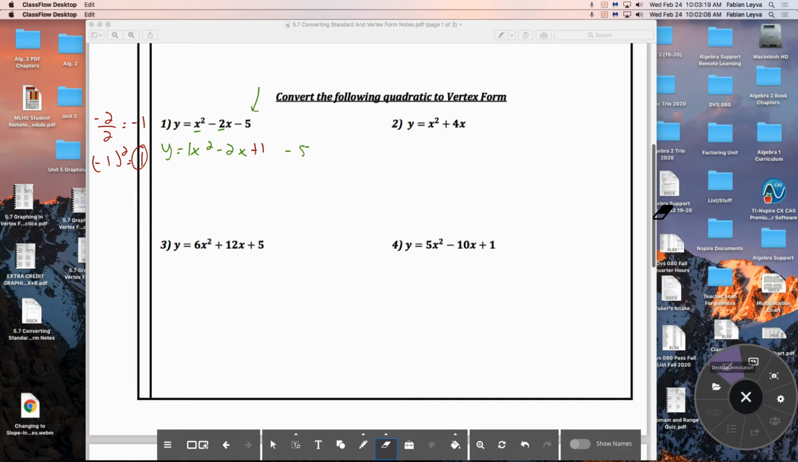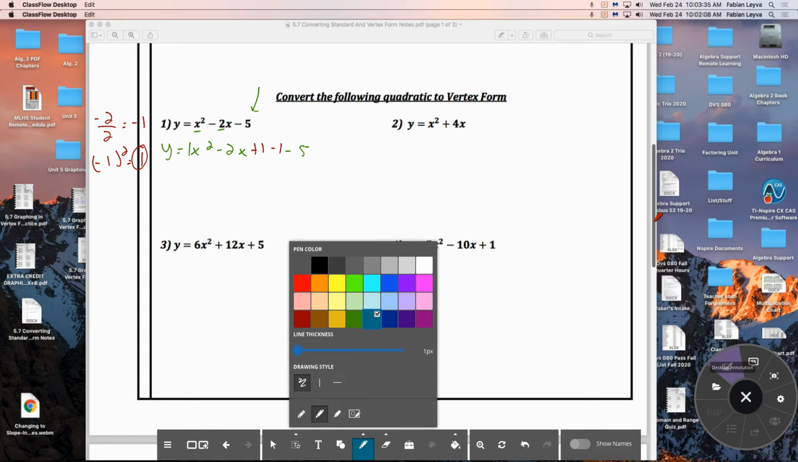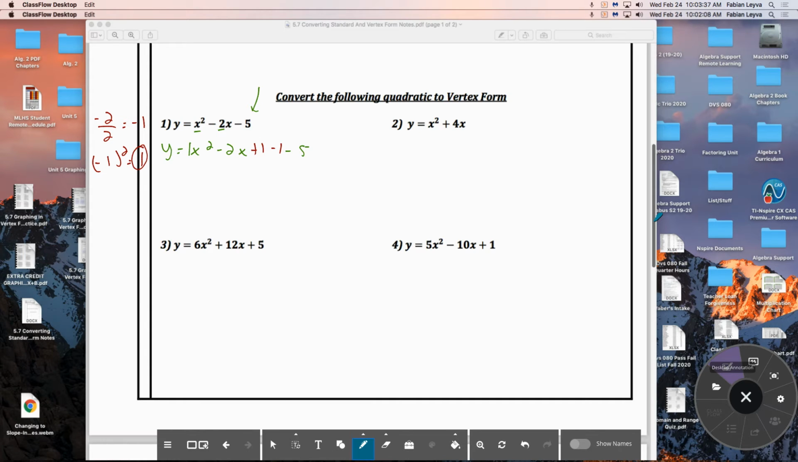Now, this is where students get a little confused, because notice I added 1. This equation is not balanced. I technically added something to the right side that I didn't add to the left side. So in order to fix it, if I add 1 and subtract 1, technically I haven't unbalanced my equation. I added 1, subtract 1, that equals 0, so technically I added 0. Now, if I know it's going to equal 0, why did I do that?